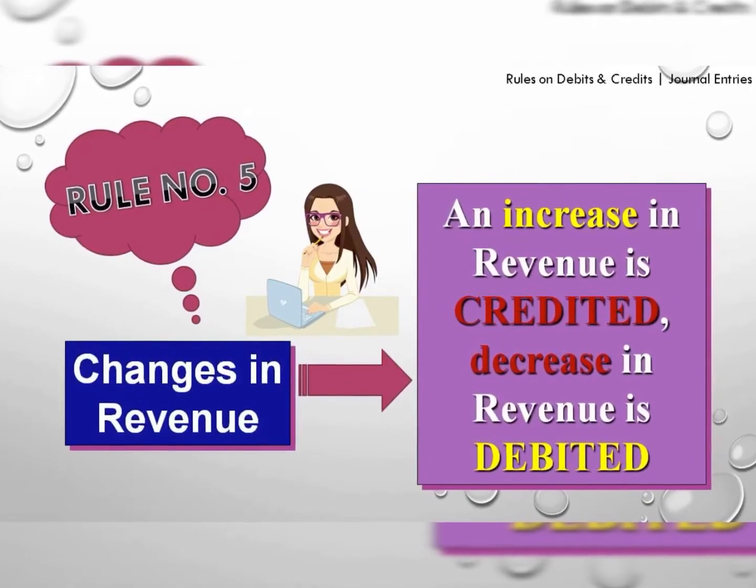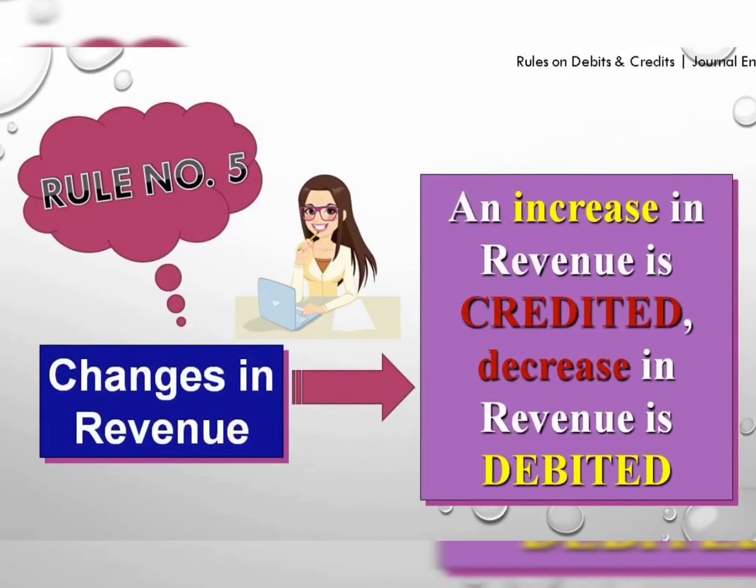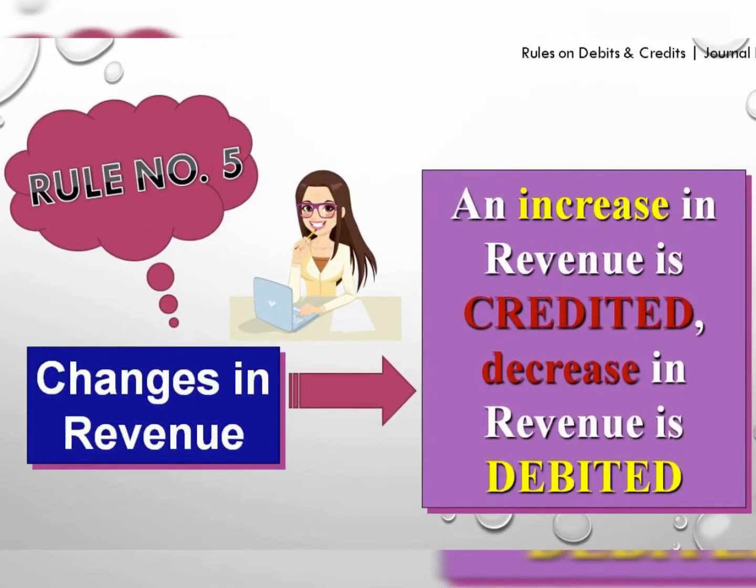Rule number 5: Changes in revenue. An increase in revenue is credited. Decrease in revenue is debited.